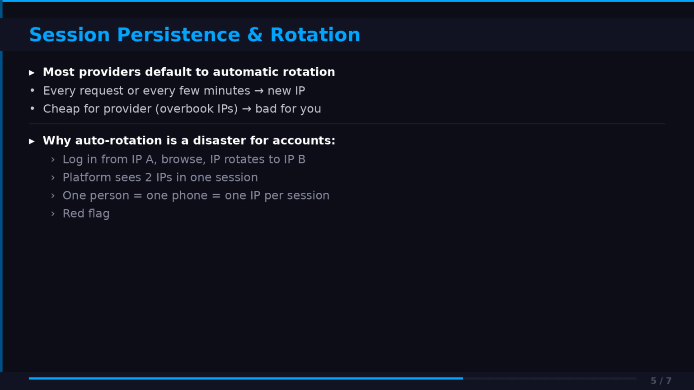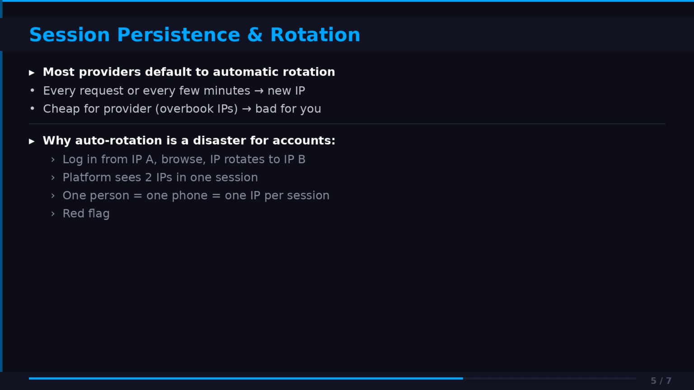Most proxy providers default to automatic rotation. Every request or every few minutes, your IP changes. This is cheap for the provider because they can overbook their IPs. More users per IP means more revenue. But for account operations, automatic rotation is a disaster.